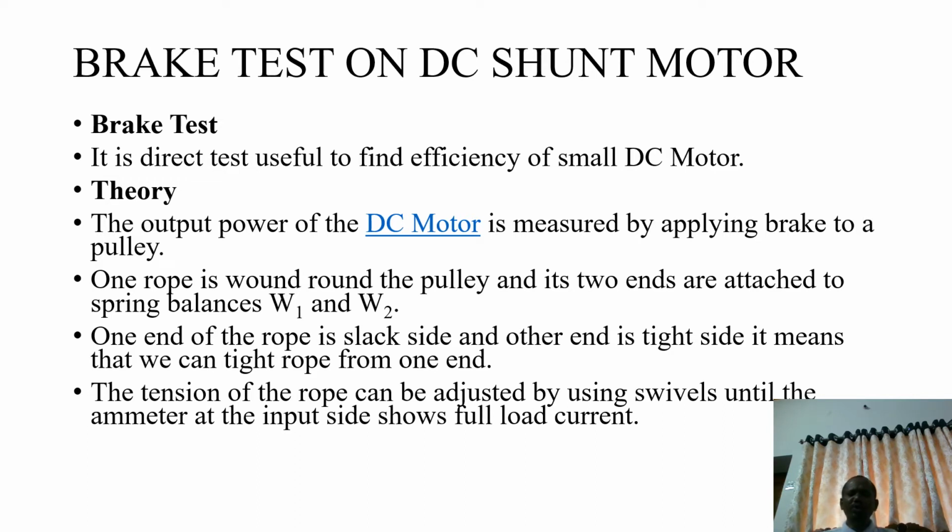The output power of the DC motor is measured by applying a brake to a pulley. One rope is wound around the pulley and its two ends are attached to the spring balances W1 and W2. One end of the rope is the slack side and the other end is the tight side. The tension of the rope can be adjusted by using the swivels until the ammeter at the input side shows full load current.